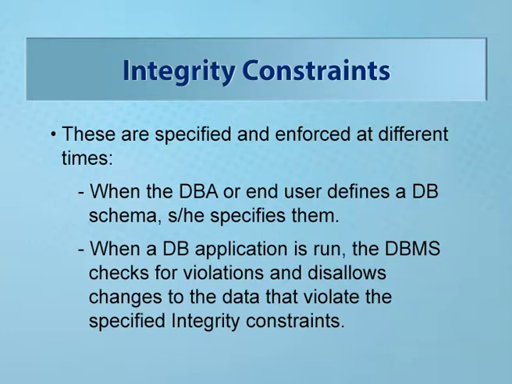This particular restriction can be put either by the DBA when he defines the table or the schema, or else there is another way, that is when a DB application is running, the DB should check for violations and disallow changes to the data that violate the specified integrity constraints. So, in this way you can induce the integrity constraints in two ways.